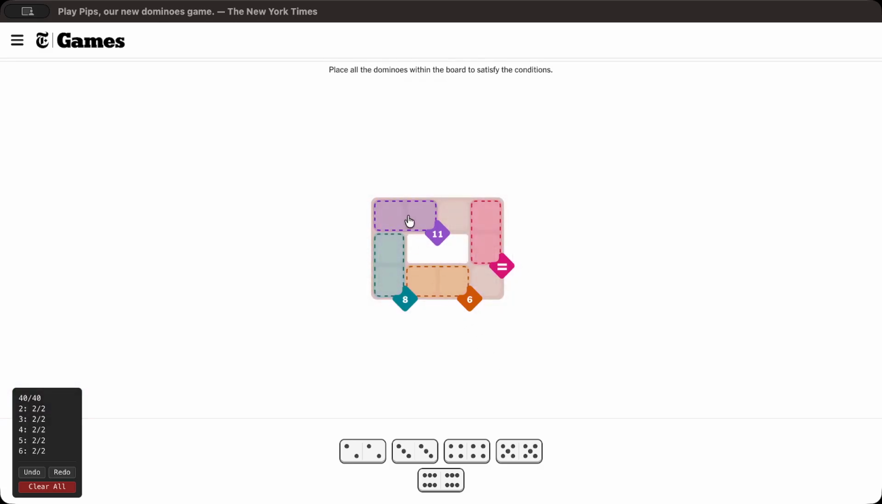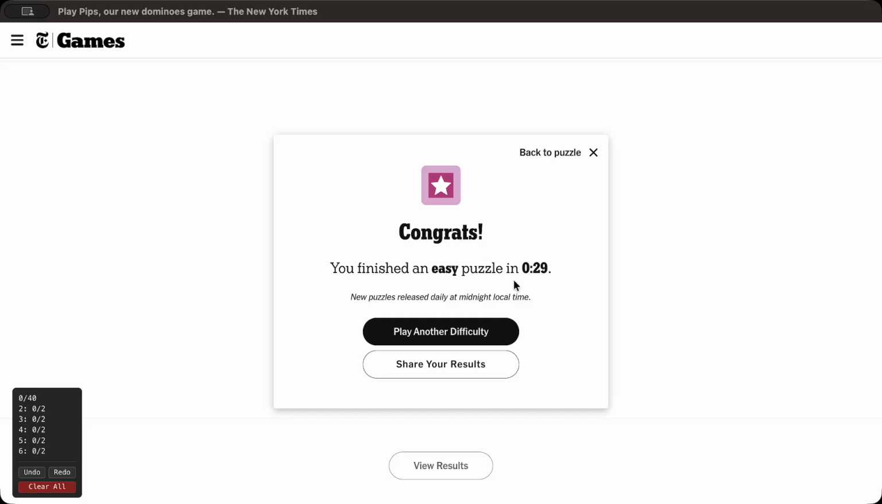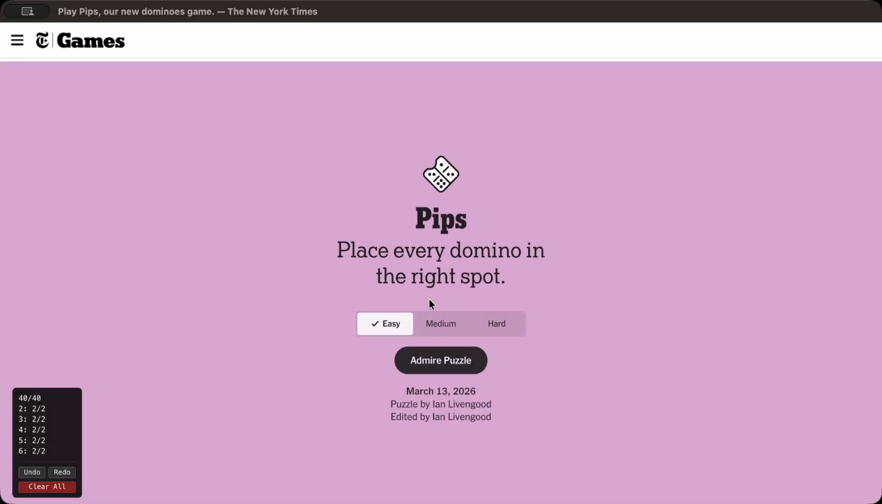We have an 11, and we can't make an 11 in one cell, so this is a 2 cell, which forces the rest of the orientation for the puzzle. So this has to be a 6-5. There are two ways to do that. It could be the 5 vertical or the other way around. It looks like it might just work either way. There we go. That was the easy pips.